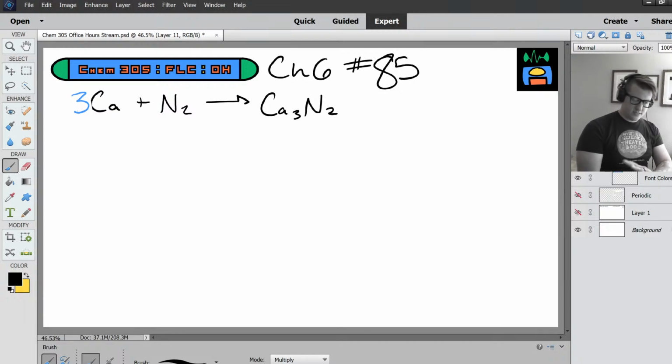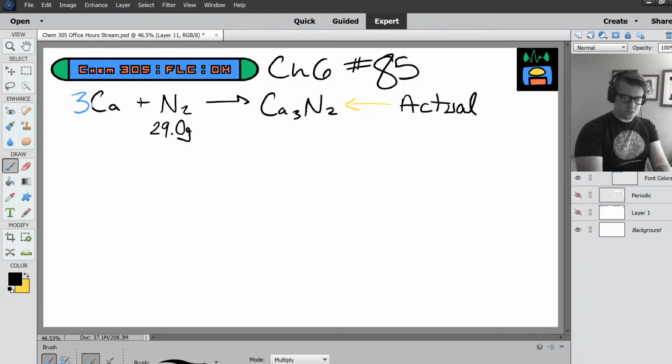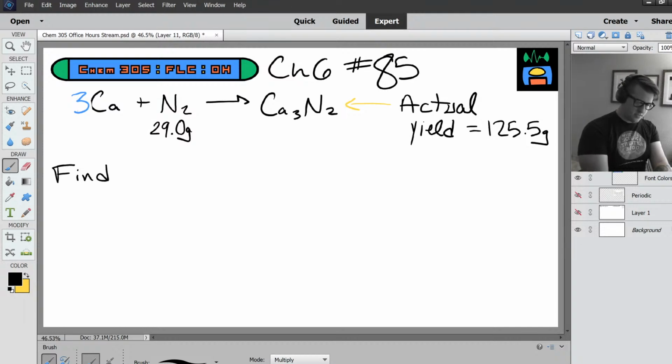And they give us a couple pieces of information. They tell us we start this reaction with 29 grams of nitrogen, N2. We have that much to start. They also give us our actual yield. Our actual yield for calcium nitride is 125.5 grams. And look what they ask us to find. They want us to find the percent yield.